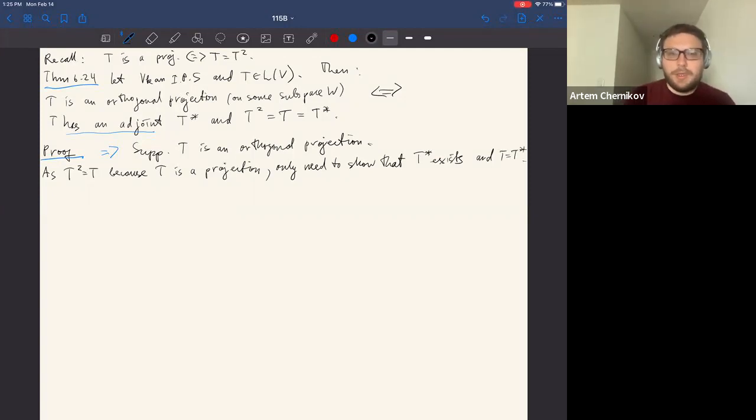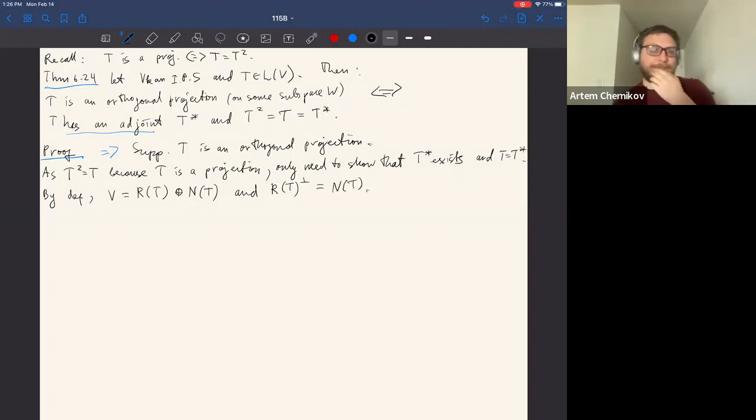Okay, so by definition, we have that V can be written as the direct sum of the range of T and the null space of T. And we also know that the orthogonal complement of the range is equal to the null space. This we know since this is an orthogonal projection, which we're assuming.